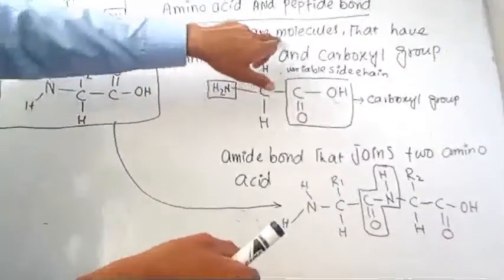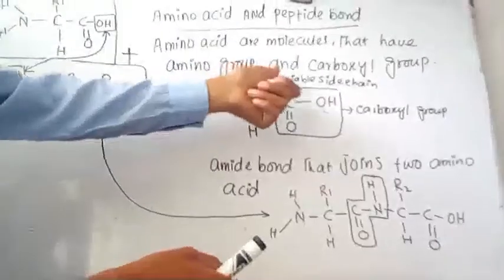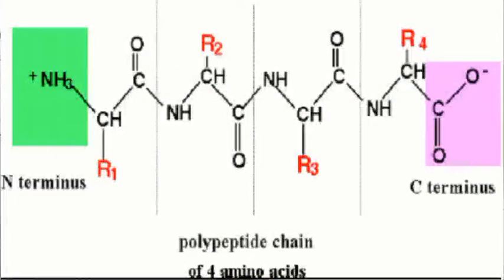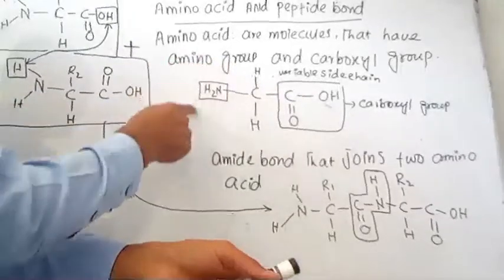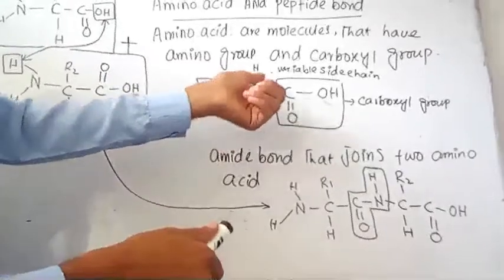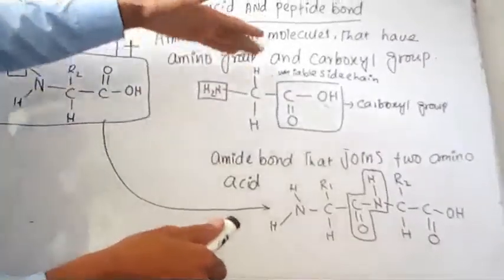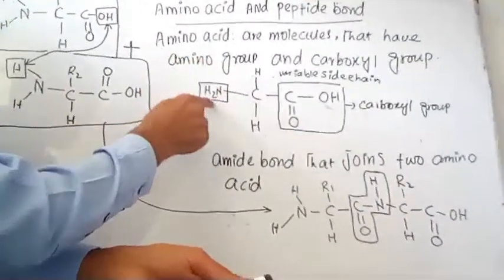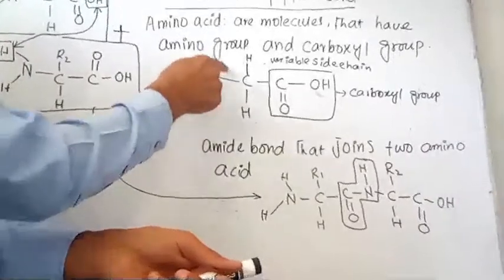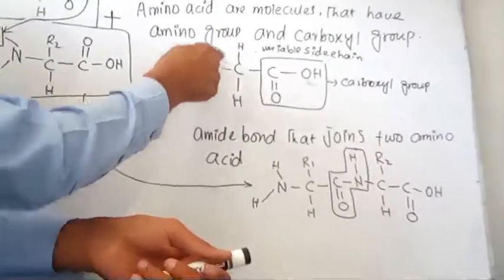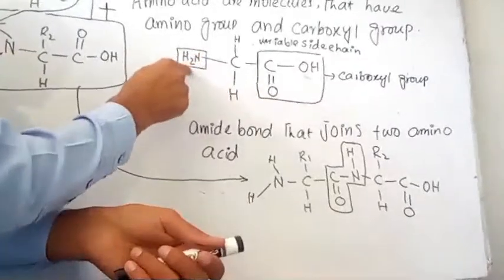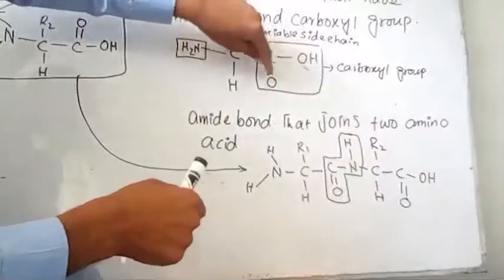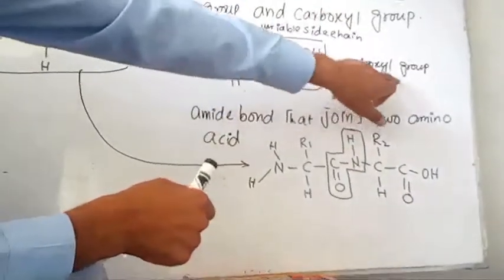Amino acids are molecules that have an amino group at one end and a carboxyl group at the other end. For example, this is an amino acid and the name of this amino acid is glycine. Glycine has an NH2 group, which is known as the amino group, at one end. This is the amino group at the end of glycine. Glycine has the amino group at one end and the carboxyl group, which is COOH, at the other. COOH is known as the carboxyl group.